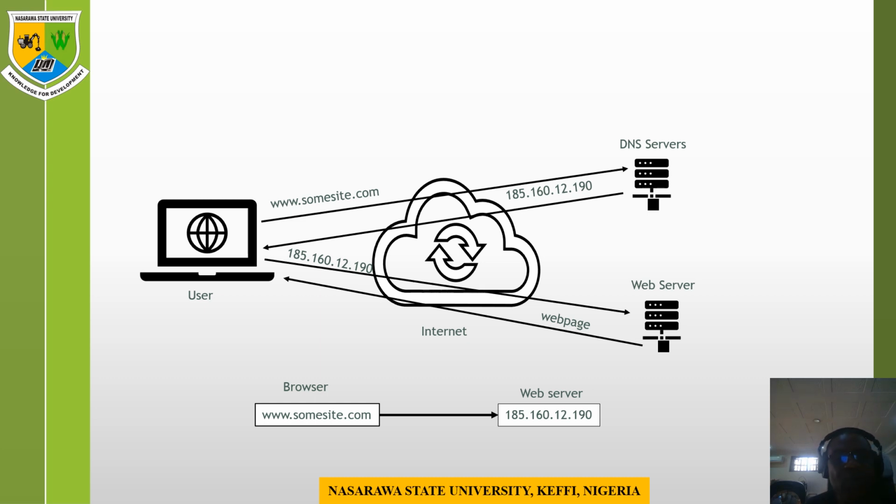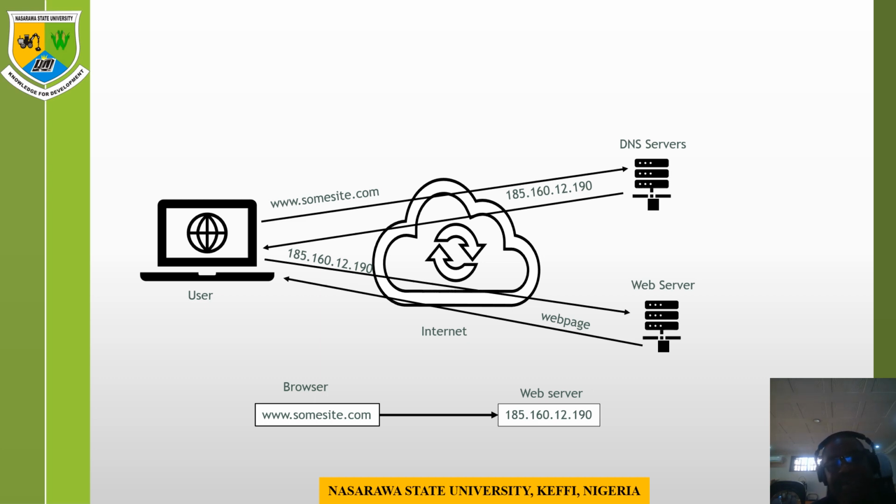So, if you want to look for www.somesite.com, once you type that into your browser, it will go to the distributed DNS server to begin to look for the IP address that can match that particular domain. Once that IP address and the domain are found, then it returns back to the browser. But you, the user, won't be able to notice what is happening. It is done behind the scenes.